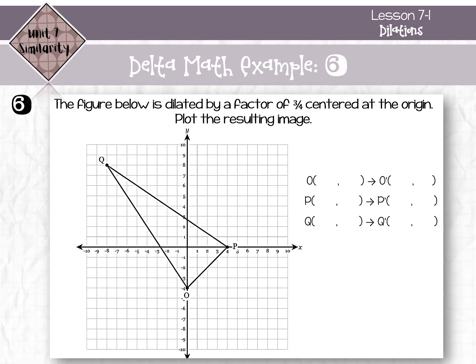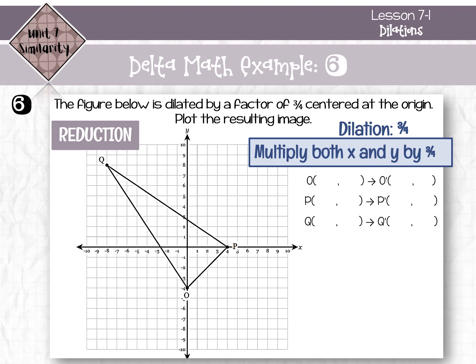Number 6, we have a triangle this time. Scale factor 3/4, centered at the origin. Of course, that's the way we're going to be doing it. So it should be getting smaller. Original point O, excuse me, is 0, -4. Multiply by 3/4. You're at -3. So 0, -3 is O prime.